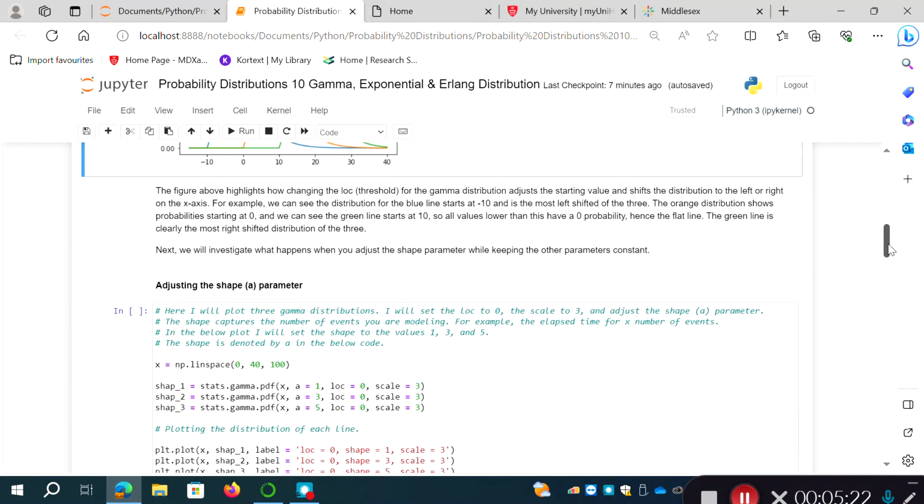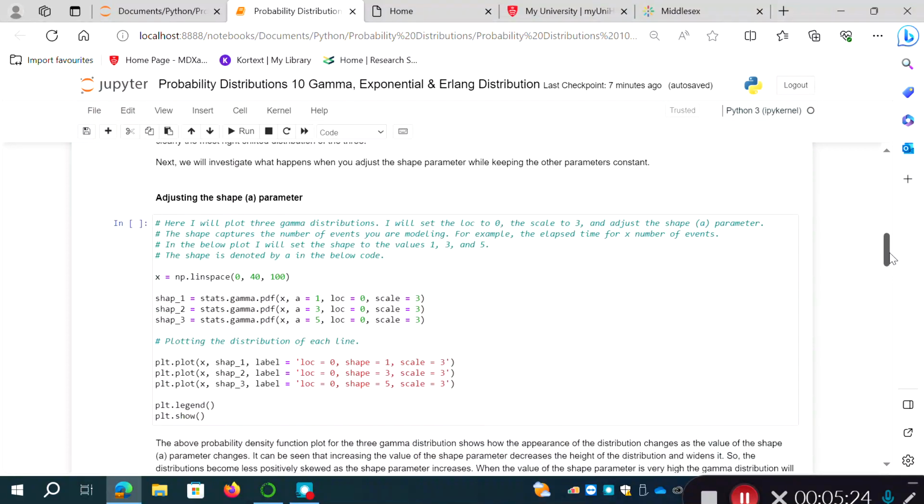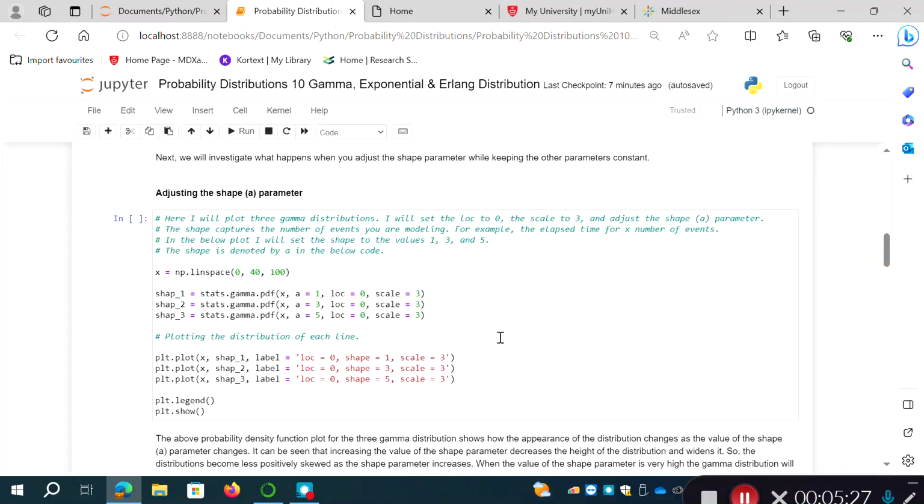Let's have a look at what adjusting the shape parameter does. Okay, so remember shape alpha, this is the number of events that we're modeling. Again, I'm going to plot three gamma distributions. I'll set the loc to 0 and the scale to 3. So the loc is 0 for all three.